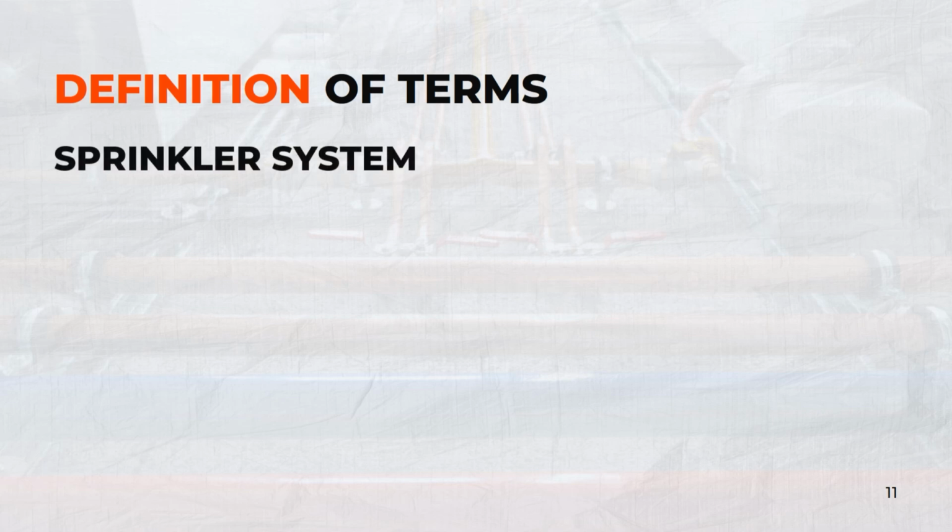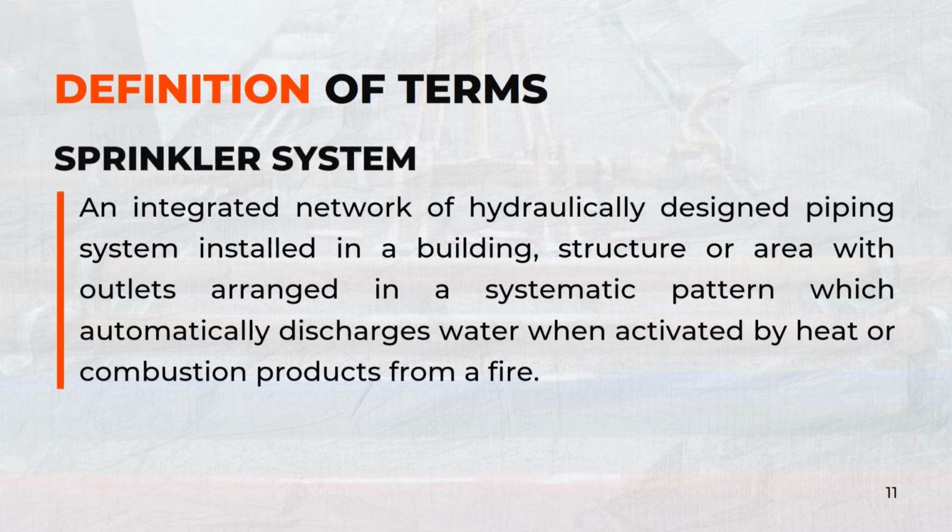Sprinkler system. An integrated network of hydraulically designed piping system installed in a building, structure or area with outlets arranged in a systematic pattern, which automatically discharges water when activated by heat or combustion products from a fire.